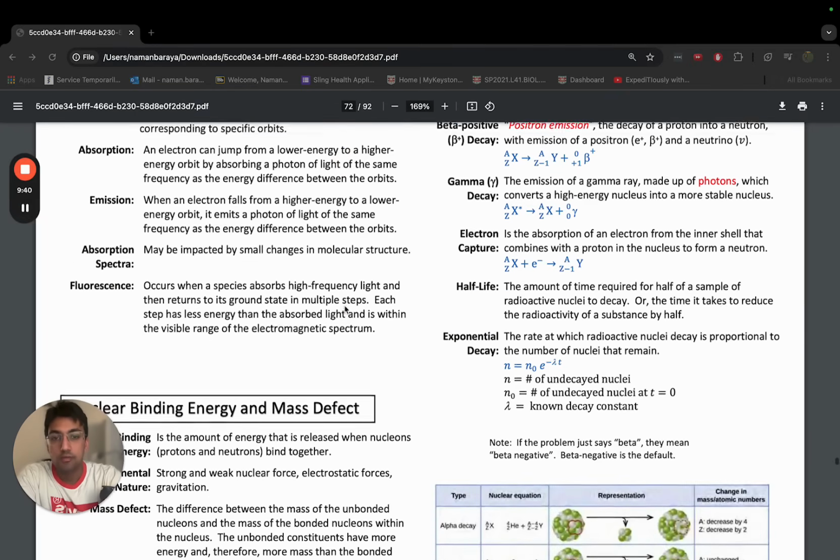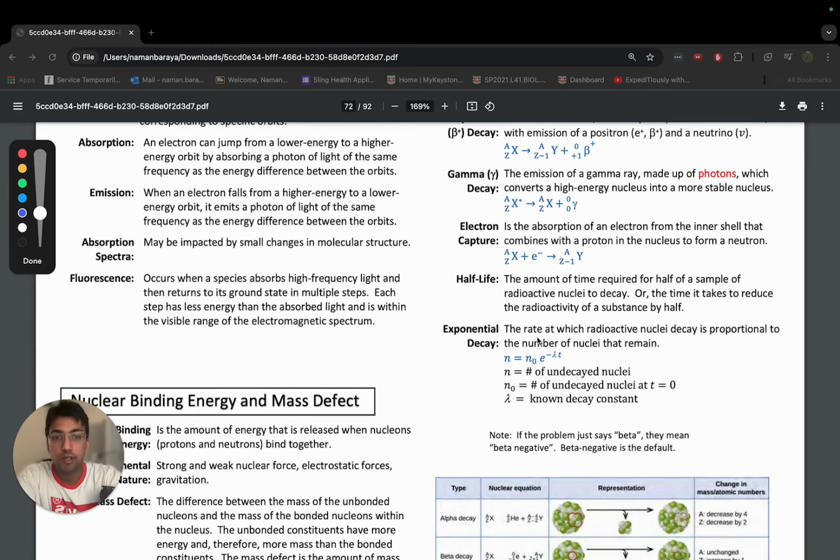This is the equation for exponential decay over here, and it's pretty important that you know this. So it's just the number of undecayed nuclei, and then this is the number of undecayed nuclei at time t equals 0.